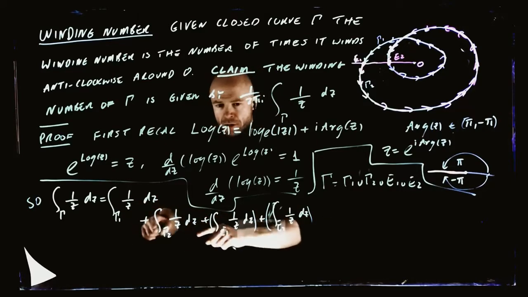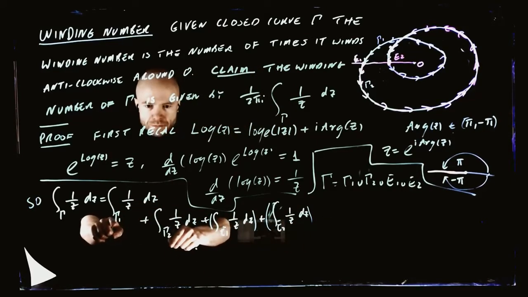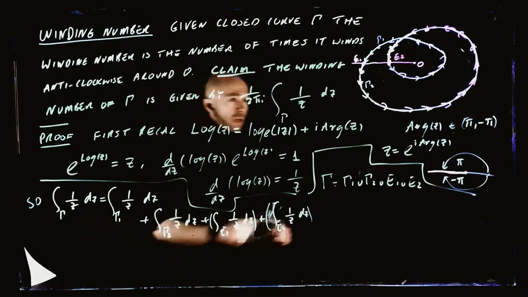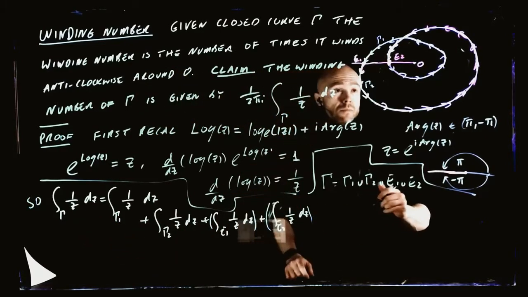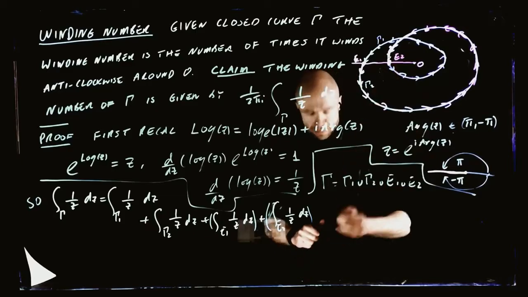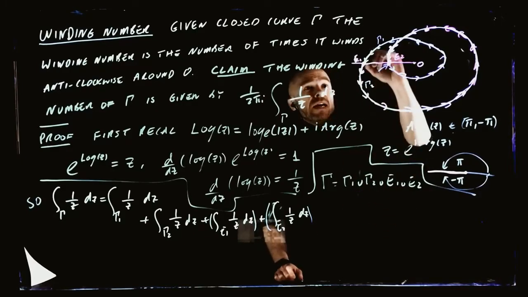So all I really have to think about is gamma 1 and gamma 2. So we look at gamma 1. Gamma 1 started here, and it ended here.